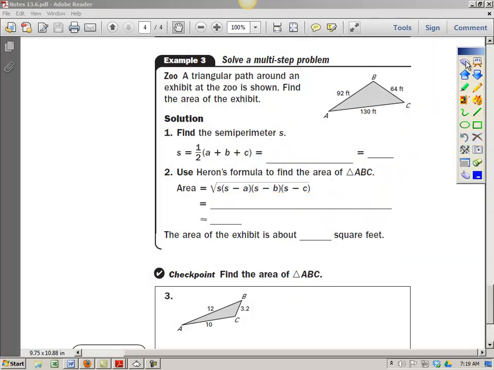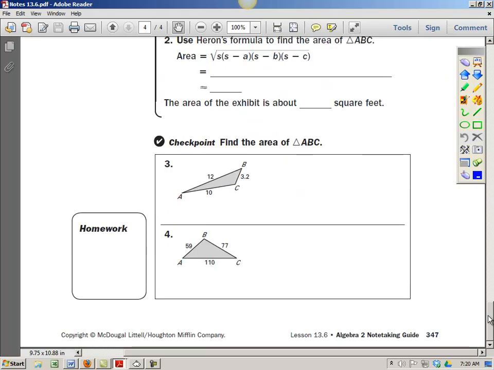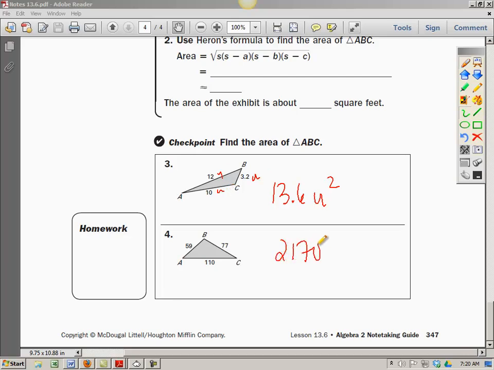All right, there's a checkpoint problem at the bottom of the page, a couple of Heron's area formula problems. The answers for those two questions, I'll give you the answers for them, and I want you guys to go ahead and do the work for them, and we'll check on those tomorrow. For this one, you should get something about 13.6, and there are no units given here, so we're just going to call it square units. Same thing with this one, 2,170 square units. Again, the answers for those are given. I want you to try to work those two problems out and see if you get what I got there.